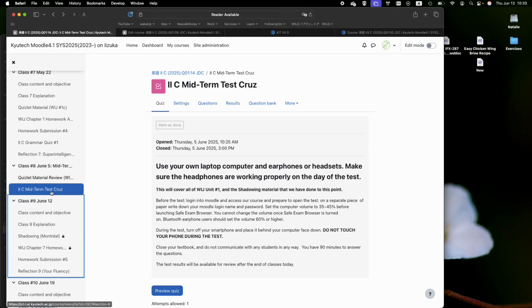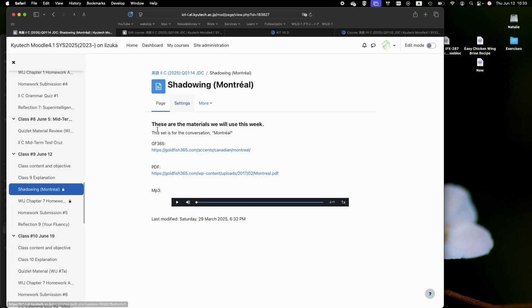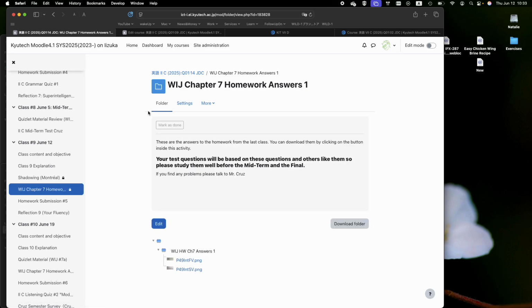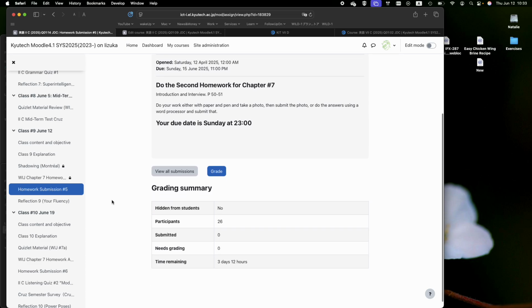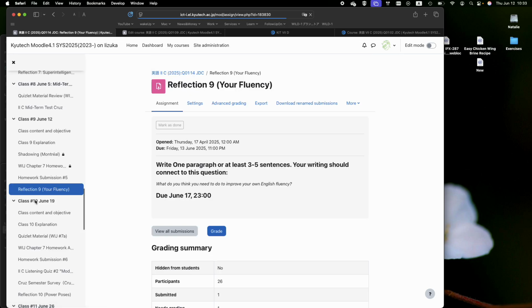Now, this week, okay, we'll be warming up using the shadowing material here. And let's see here. These are the answers from your Chapter 7 homework answers. That was the homework that you had the week before the midterm test. And you have another homework submission this week. This is the page range here, page 50 to 51. And your weekly reflection. This one isn't a video. It's just a question, okay?